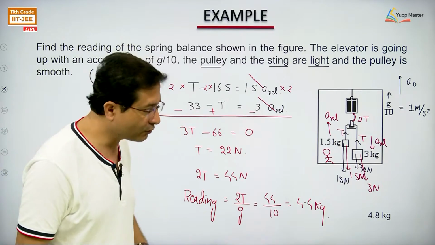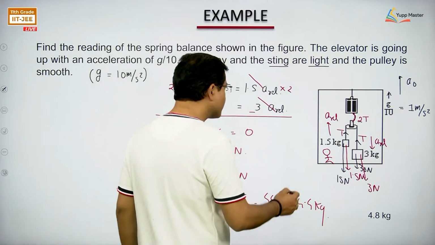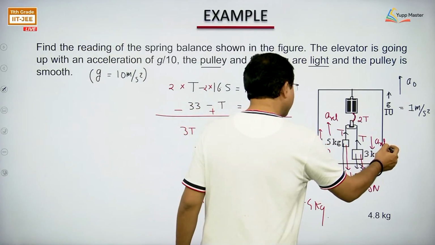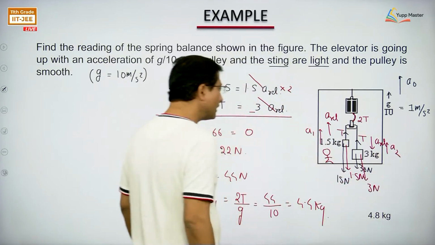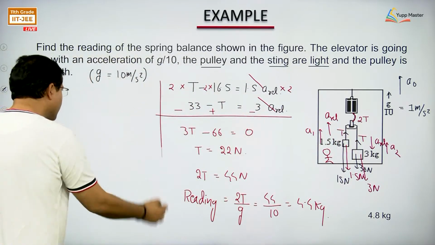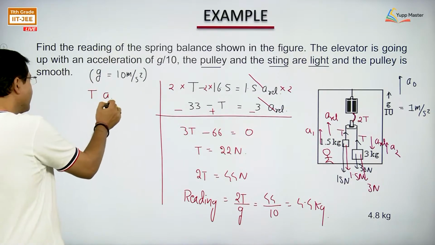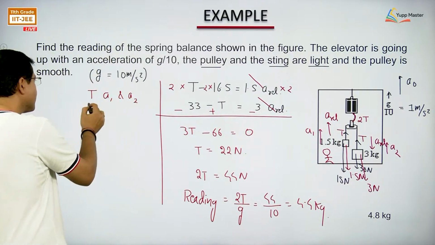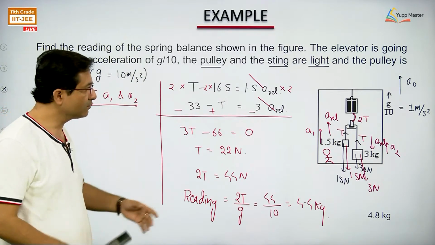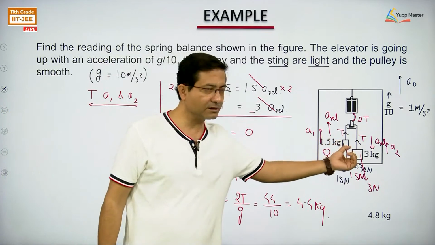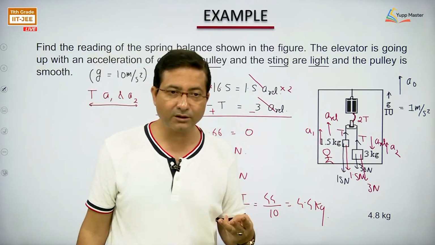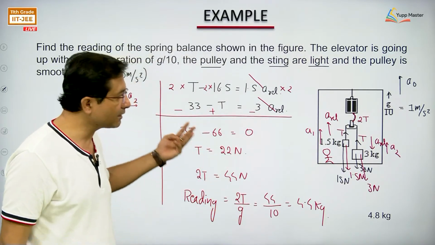From the ground frame, if you want to solve, you will assume that the acceleration of this block is A1, the acceleration of this block is A2, and the tension in the string is another unknown. So the total number of unknowns will be T, A1, A2, so 3 unknowns. So we require 3 equations: Newton's second law for this one, Newton's second law for this one, and then the constraint equation. So 3 equations, after solving you are going to get the answer.